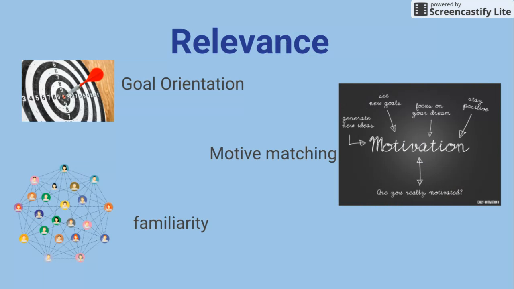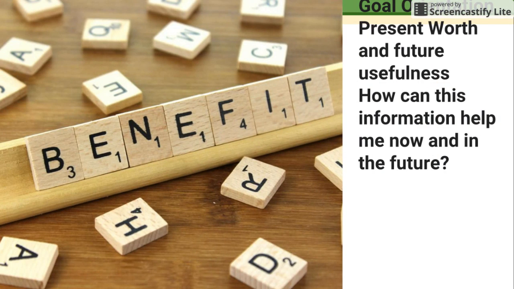The second component of the ARCS model is relevance. Relevance is comprised of goal orientation, motive matching, and familiarity. Goal orientation is made up of present worth and future usefulness. Students are more motivated to learn if they know how the information will benefit them.